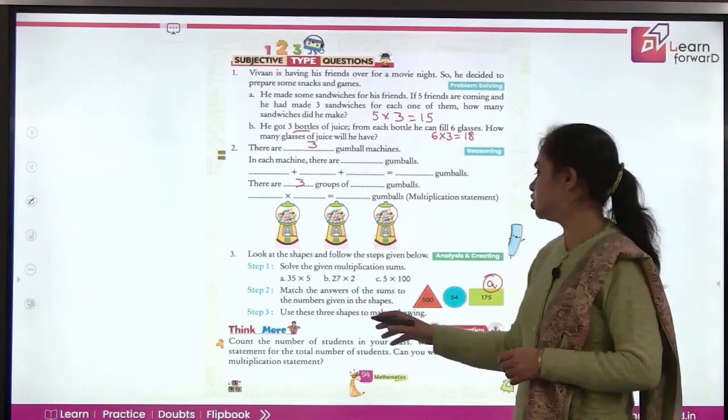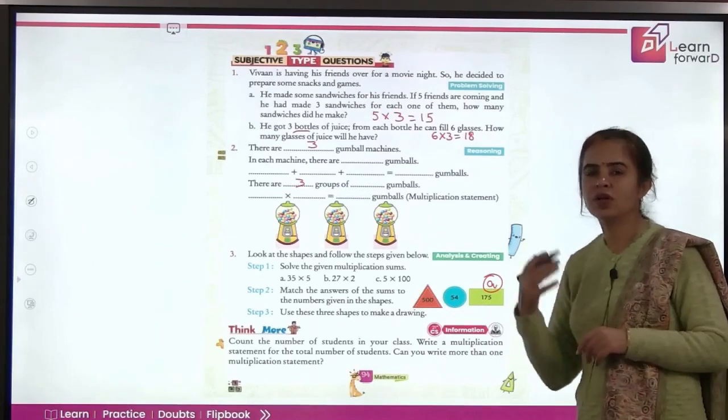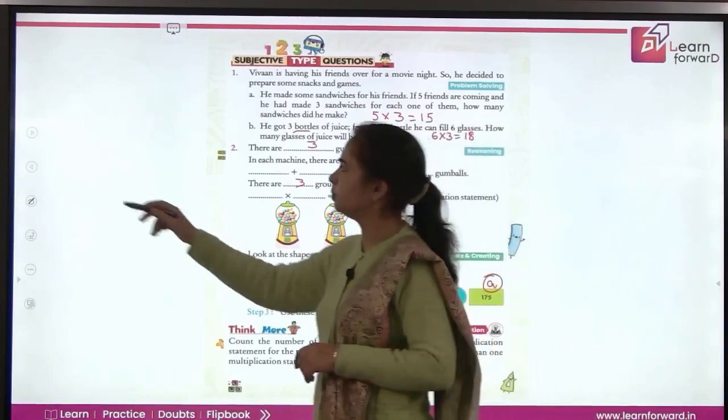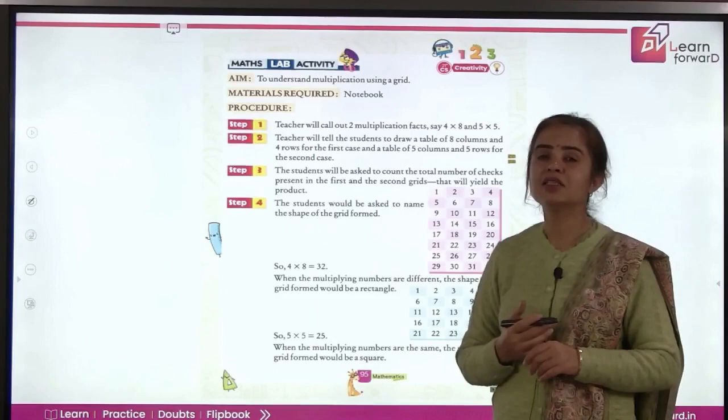Now use these three shapes to make our drawing. So you can use these three shapes to make any of your drawings. Be creative and have fun doing this exercise, doing this question. Now you have a math lab activity to go to your maths lab with your teacher.